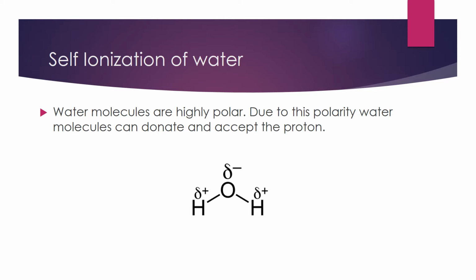Here you can see the structure of the water. Two hydrogen atoms and one oxygen atom combine to form water. Due to the electronegativity difference, hydrogen, being less electronegative, acquires a partial positive charge, and the oxygen atom, being more electronegative, acquires a partial negative charge. In this way, the water molecule is highly polar, and due to this polarity, it can donate and accept a proton, as you learned in my previous lecture.